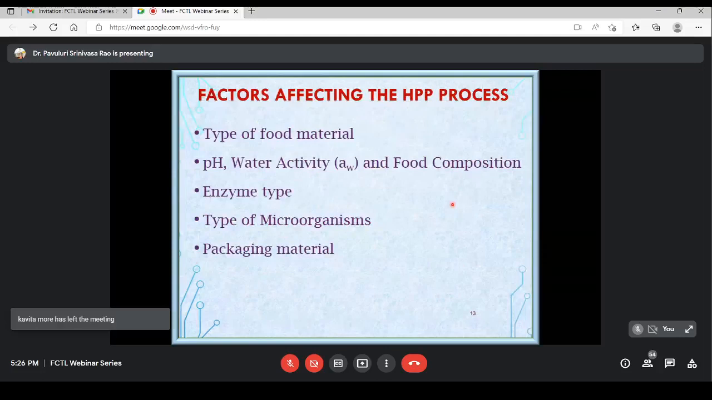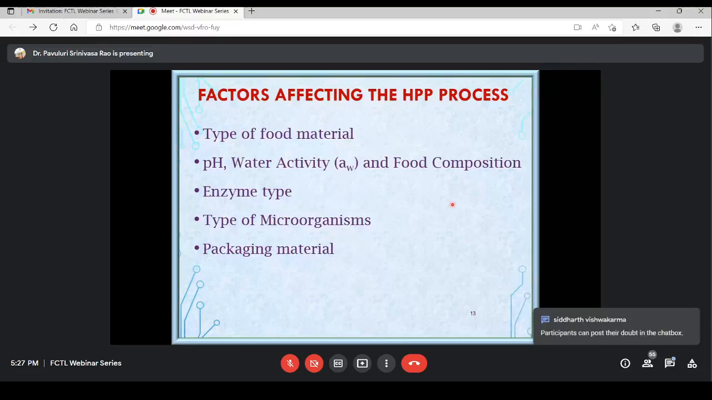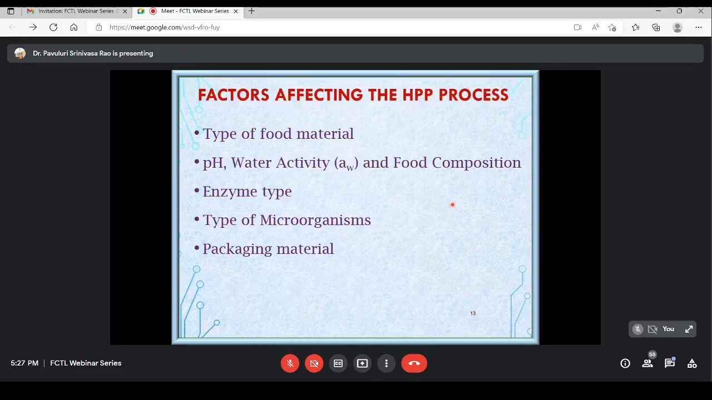And of course, many of you might be aware the factors which affect high pressure processing is the type of food material. So whether it is acidic food or high acid food, low acid food, or whether it is semi-solid or liquid food material. And apart from that, what is its composition? Maybe if it has some kind of hard objects within the tissue, then it will behave in a different way compared to a completely homogeneous tissue. Similarly, parameters like pH, water activity, and food composition also influence, although not many studies are there on change of these particular attributes.